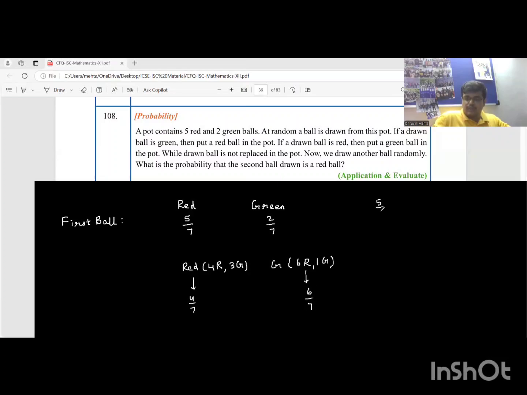So the final answer is going to be 5 by 7 into 4 by 7 plus 2 by 7 into 6 by 7, which is 20 plus 12 upon 49. The answer is 32 by 49.